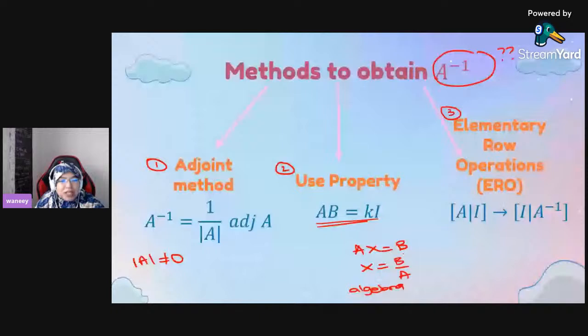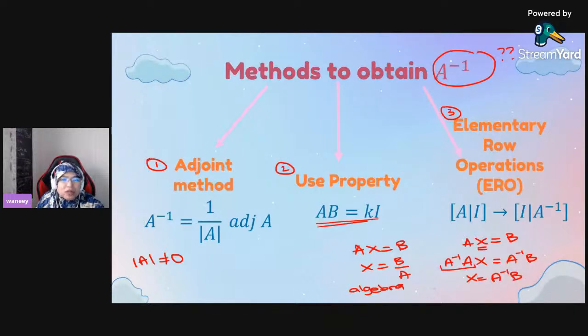Okay, so if let's say you have AX equal to B, in order to get the value of X, you have to multiply with A inverse. So A inverse AX equal to A inverse multiplied with B. So X is equal to A inverse multiplied with B, because A inverse times A is simply equal to the identity matrix, 1 0 0, 0 1 0, 0 0 1, which is I. So I kalau darab dengan X dapat X balik lah.